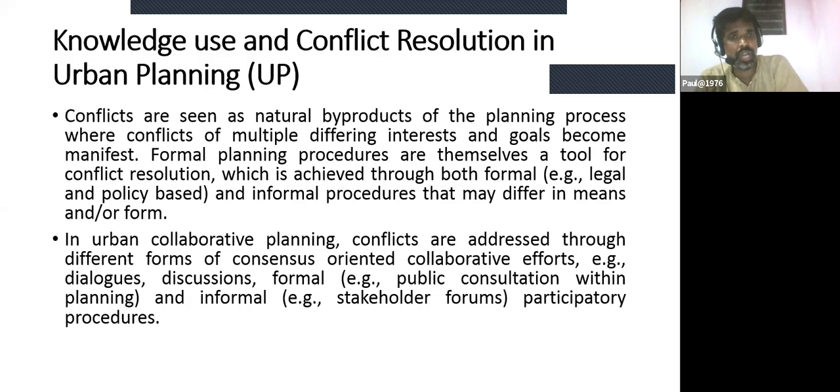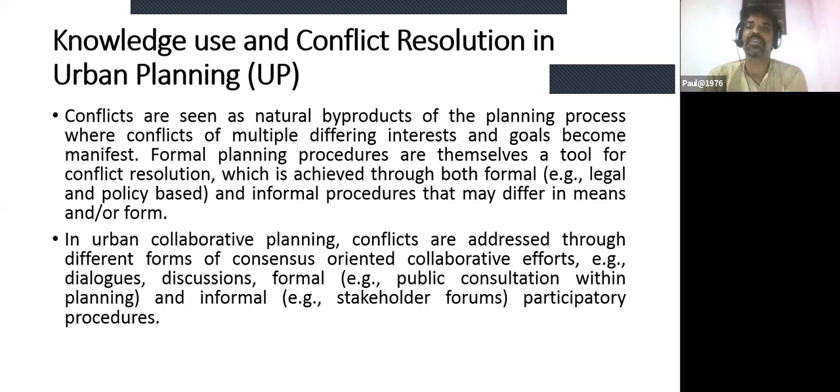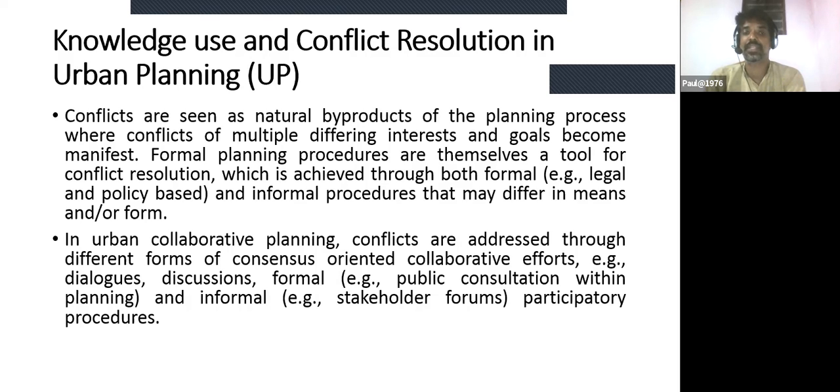In urban collaborative planning, conflicts are addressed through different forms of consensus oriented collaborative efforts. For example, dialogues, formal discussions in public consultation within planning, and informal discussions with various stakeholders, through forums, and then through participatory procedures, etc.